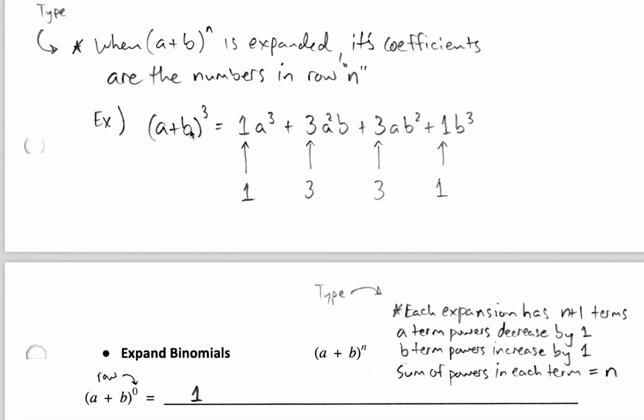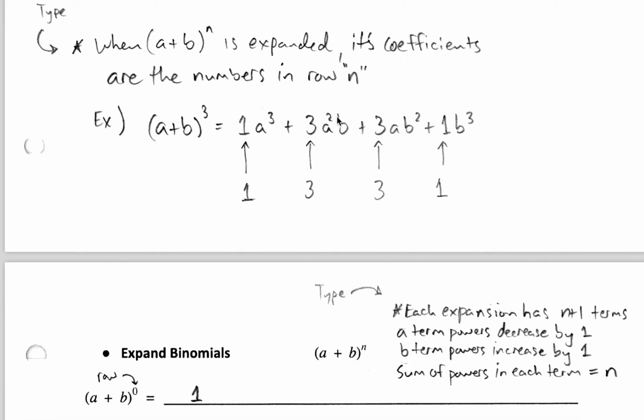The second term, or the b term, is going to increase in power, or exponent. So here we're starting with b to the 0 power, which is not included. Then over here we've got b to the first power, then we have b squared, and then b cubed.